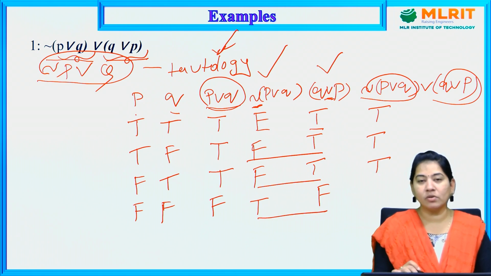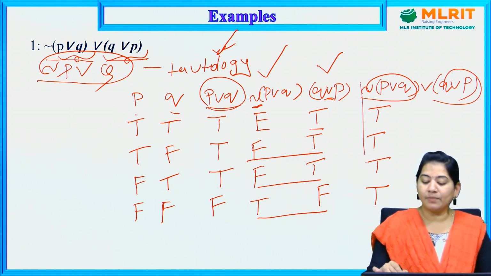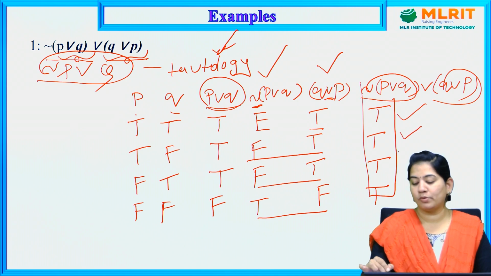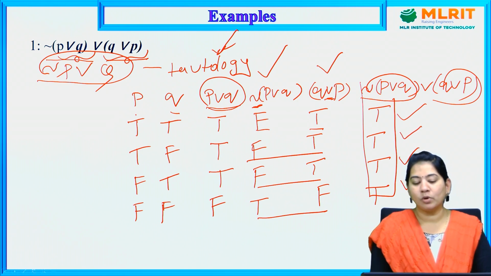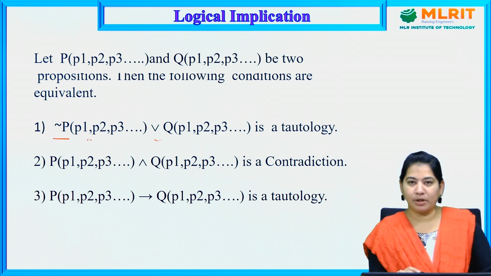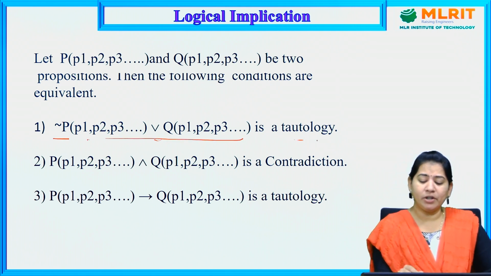In the last row also we have the true statement, that's why we will get true. Now if we observe this last column, we have all truths. So what is the question here? Here the condition is negation P or Q. Whenever you construct the truth table here, you need to get the tautology.